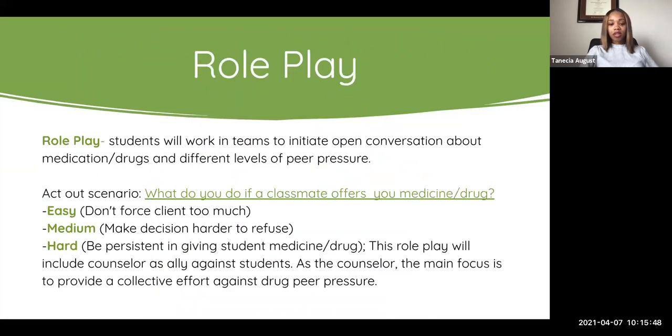Okay, so the next activity will be a role play activity. It's also going to initiate open conversation about medication and drugs. This particular activity is going to highlight the different levels of peer pressure. We have come up with 3 different scenarios: easy, medium, or hard. What we're trying to do is answer the question, what would you do if a classmate offers you a medicine or a drug? So we're going to act this out.